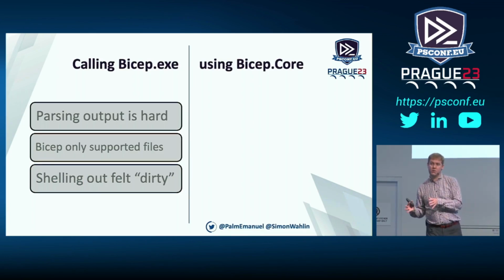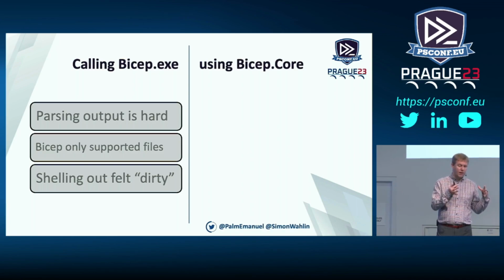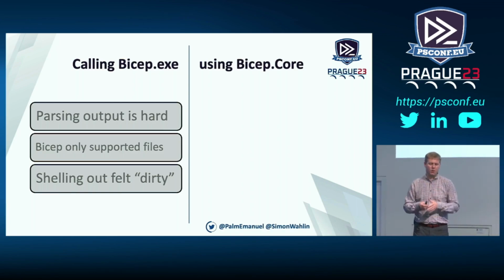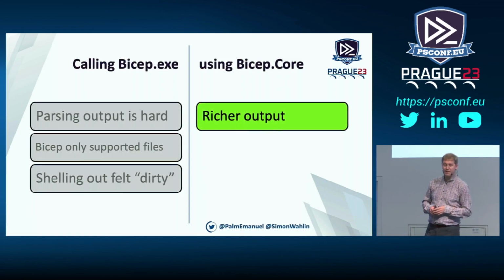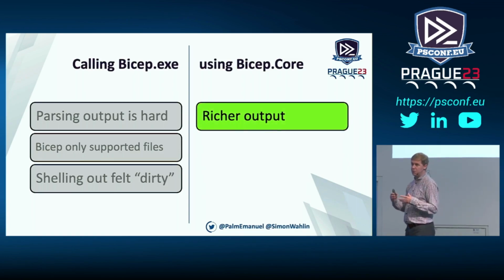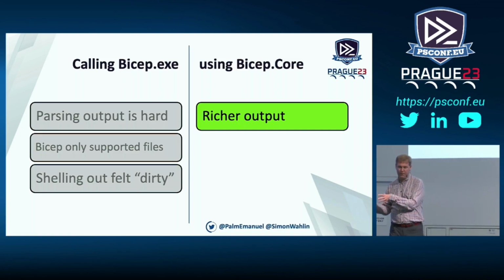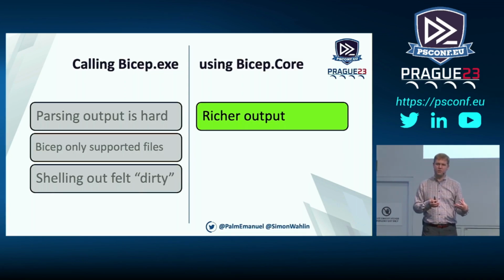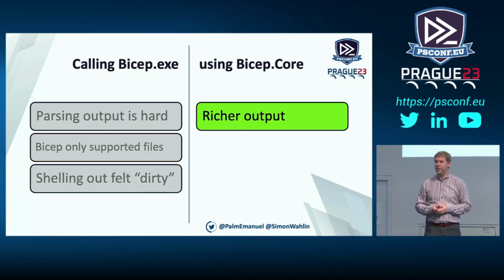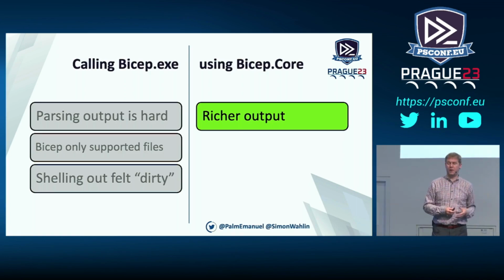The Bicep source code is split up in a few smaller projects or parts of Bicep. So we took a dependency on the source code of Bicep, which gave us the ability to have richer output. Today, we output actual PowerShell objects into the information stream. So when you get diagnostics from building a Bicep template, you will get rich objects in the information stream, which you can parse and do stuff with.